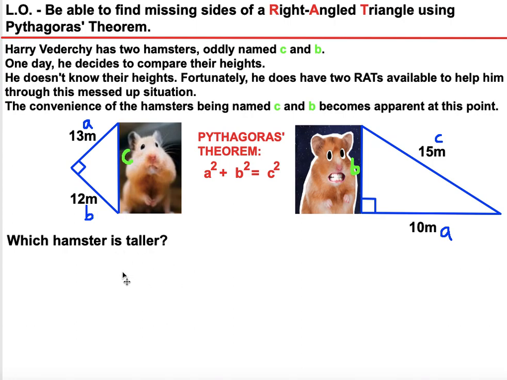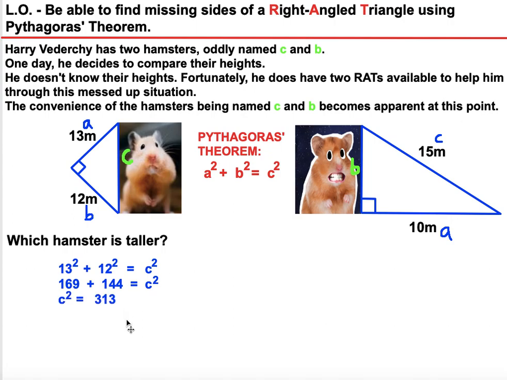You can see that the first line of working out that you should have is the substitution of 13 and 12 into Pythagoras' theorem. 13 squared plus 12 squared equals C squared. It's worth knowing your square numbers. 13 squared is 169, 12 squared is 144. So C squared equals 313.